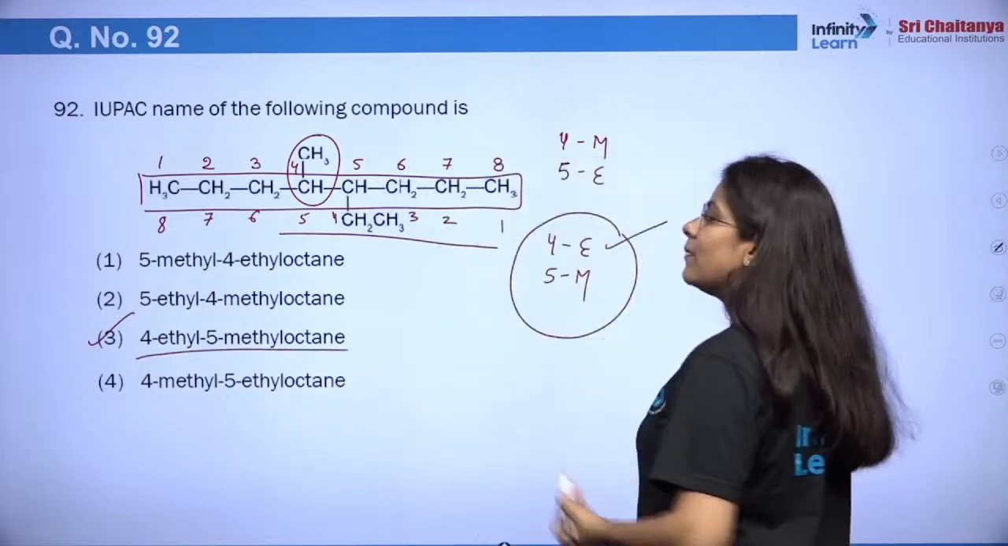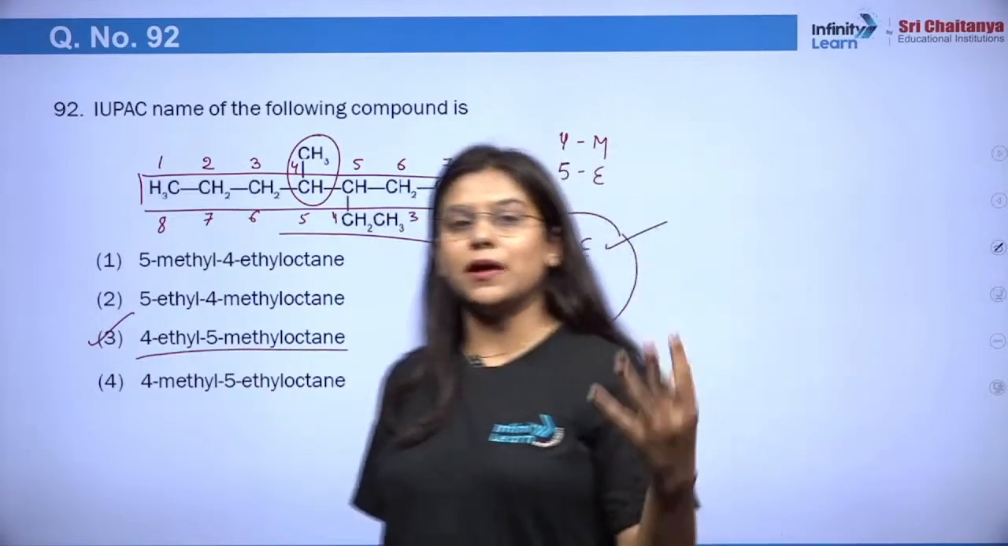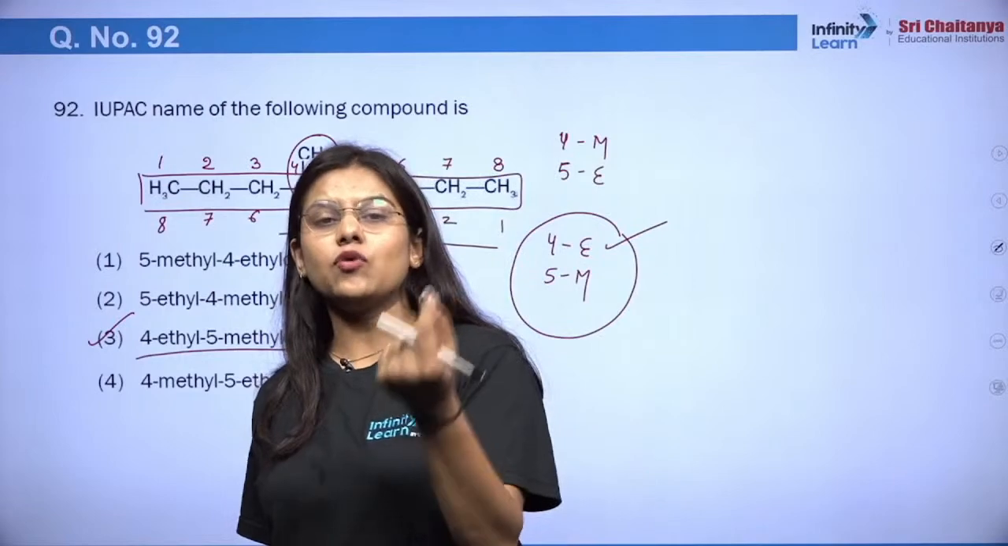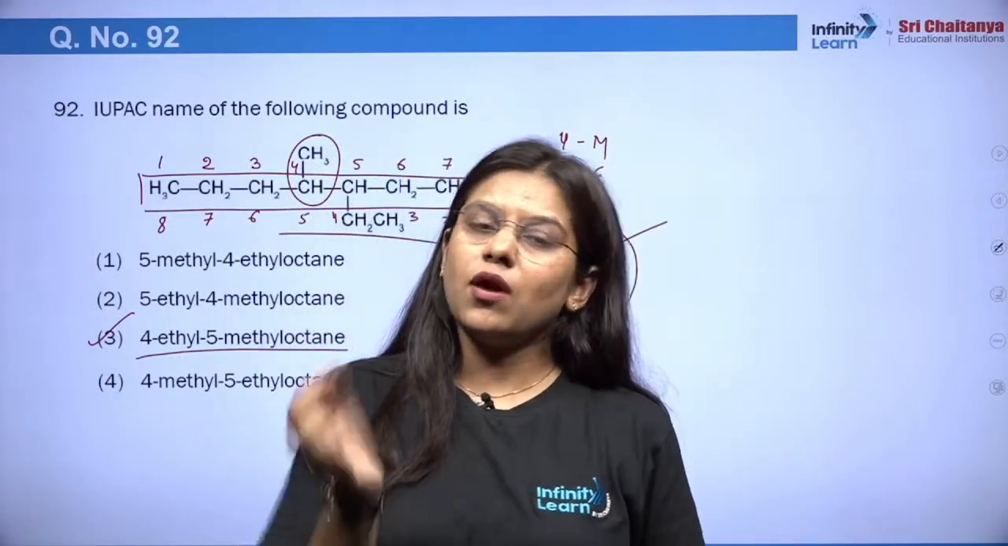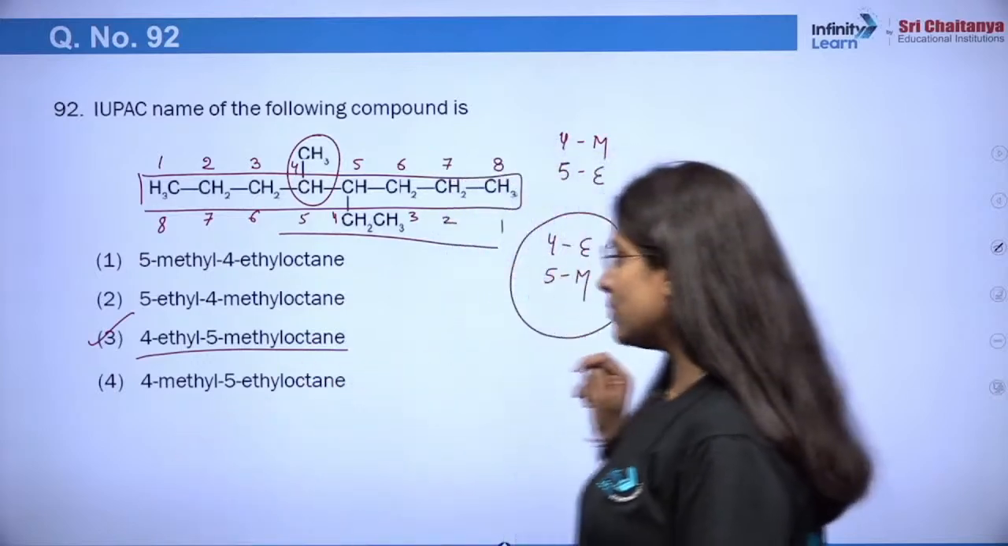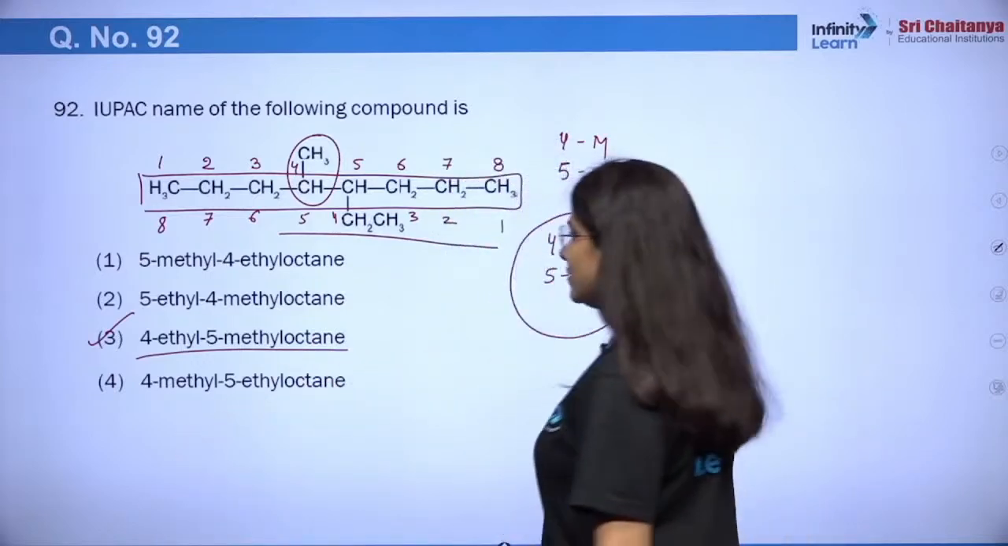So अगर ऐसा कभी होता है कि अगर दोनों तरफ से सेम नंबरिंग भी मिल रही है, तो जिसको हमने अल्फाबेटिकल ऑर्डर में पहले प्रायोरिटी दे रखा है उसको हमने छोटा नंबर देना है. So what is my answer? 4-ethyl 5-methyl octane.